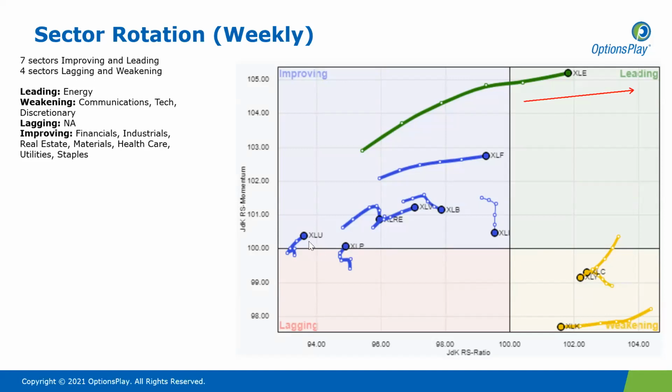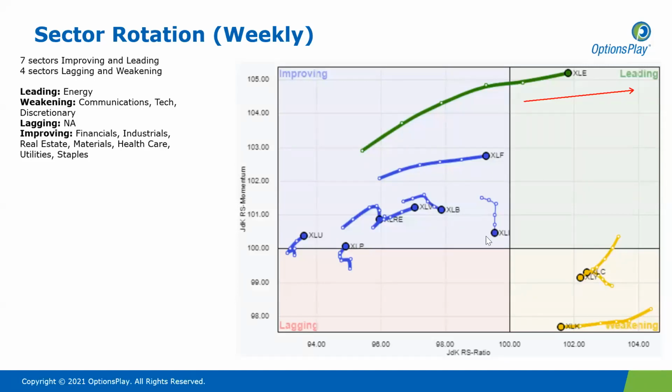In our defensive sectors, we have utilities still in the improving category, but not really showing a lot of signs of life. Same with staples. And healthcare, on the other hand, actually moving to the right, definitely one of the better performers recently in the improving category, along with financials.